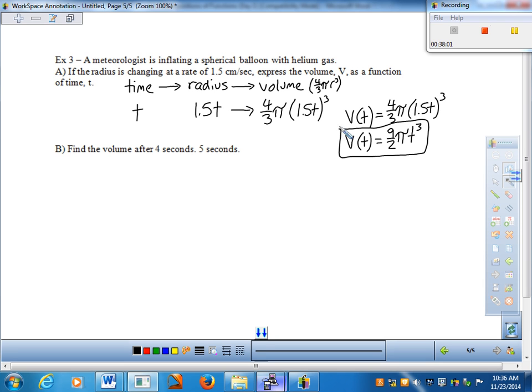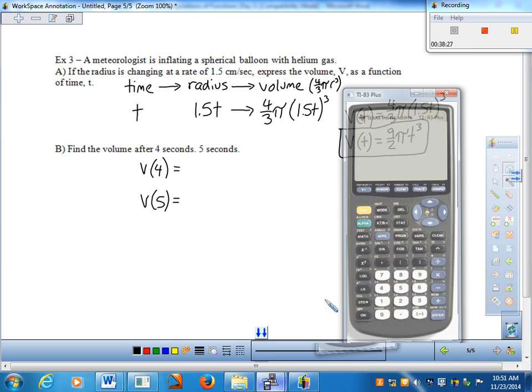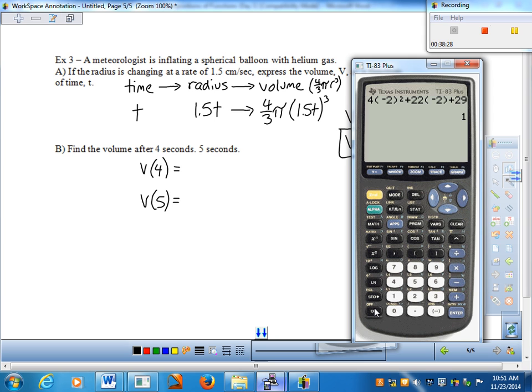Perfect. Well, if you look at letter B, now that we have volume as a function of time, any input should be able to create the output without too much issue. So guys, let's see if we can do this in 2 quick steps here. So V of 4 essentially, and V of 5. All right, let's go ahead and get both. So bring the calculator on up, and here's what I have, 4.5 pi times 4 cubed, and looks like I have about 905, give or take, cubic centimeters.